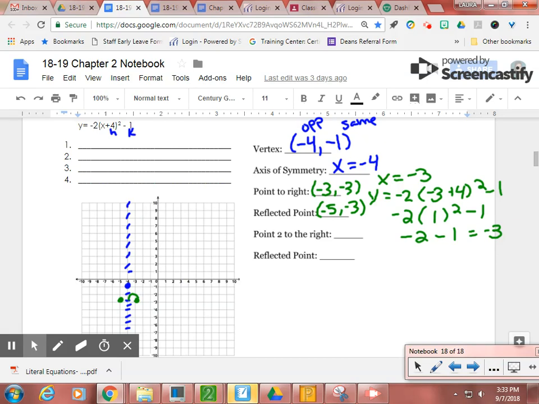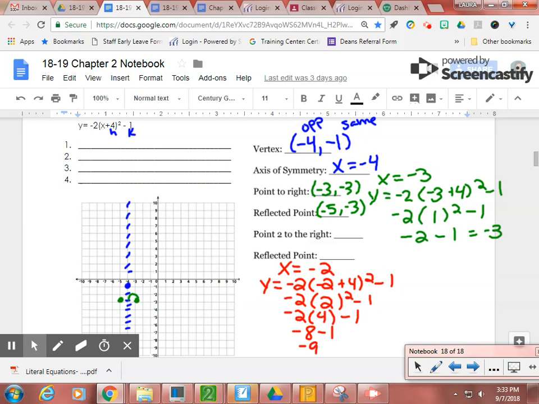Now I want to go 2 points to the right. So 2 points to the right of our blue dot is going to be at x equals -2. So we're going to plug that in. So I have -2, -2 plus 4 squared minus 1. That's going to give me 2 squared minus 1, which is 4. That's going to be -8 minus 1, which is -9.